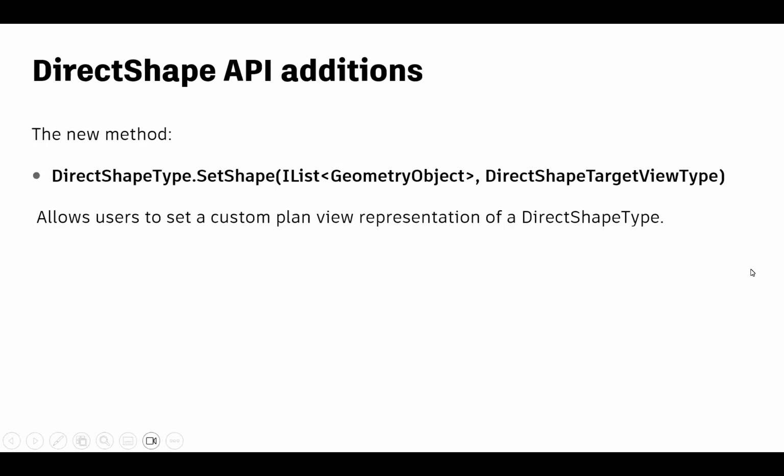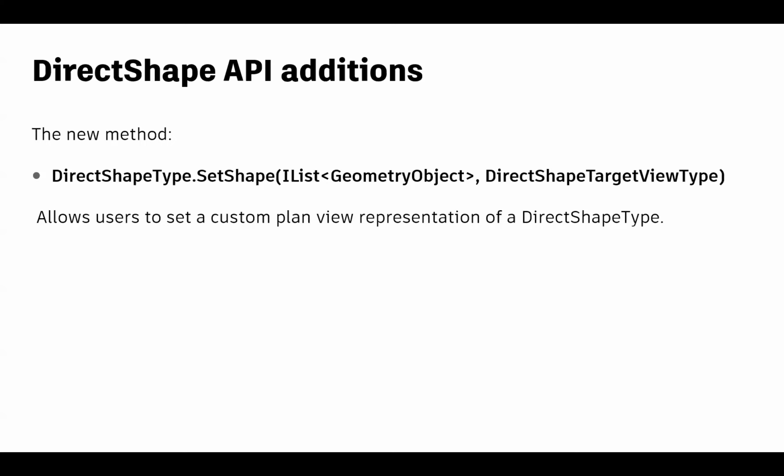Also, there is addition of method to direct shape element. For those of you who are familiar with direct shapes, these are just containers of geometry that are used to import geometry data from different other applications, or could be created just programmatically.